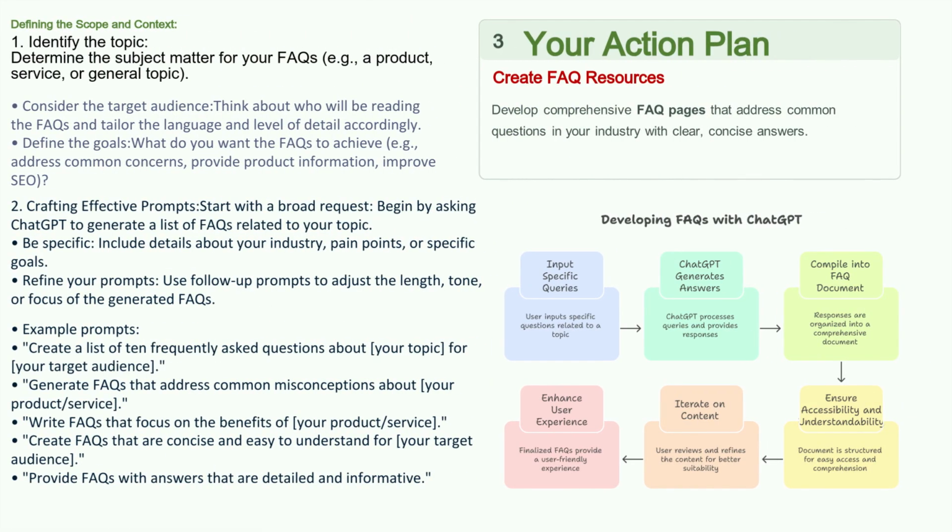Identify your frequently asked questions topic, considering your audience and goals, such as addressing concerns or enhancing search engine optimization. Use ChatGPT to generate frequently asked questions, starting broadly and refining prompts for specificity. Tailor frequently asked questions to industry needs, addressing misconceptions or highlighting benefits. Ensure answers are concise yet informative, aligning with your audience's understanding level.